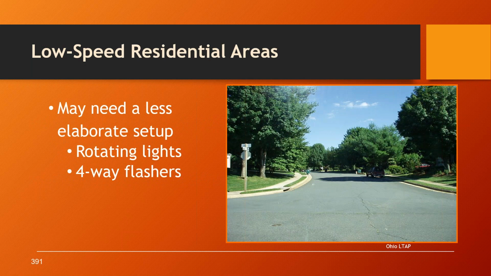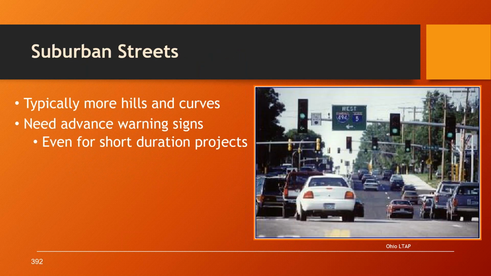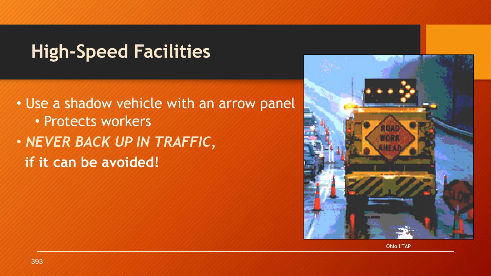Let's take a look at different types of streets and what we need on each type of street. So if we have a low speed residential area, then we don't need a big elaborate work zone setup. We can get by with just our flashing lights, maybe even one sign on the side of the road before our operation at the most. But then as we step it up and get into suburban type streets, then we need better advance warning. And so we need to think about that. Then we have high speed facilities. Again, that's 45 miles per hour and higher.